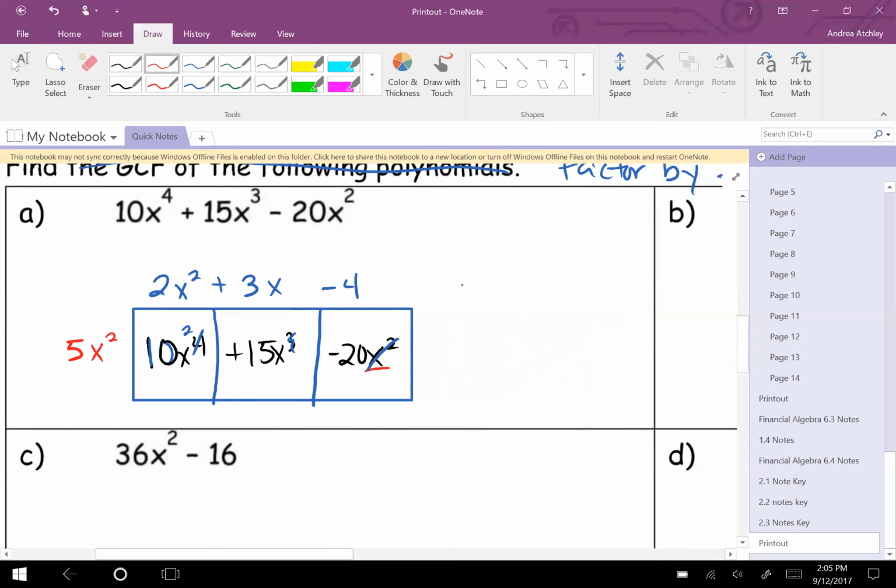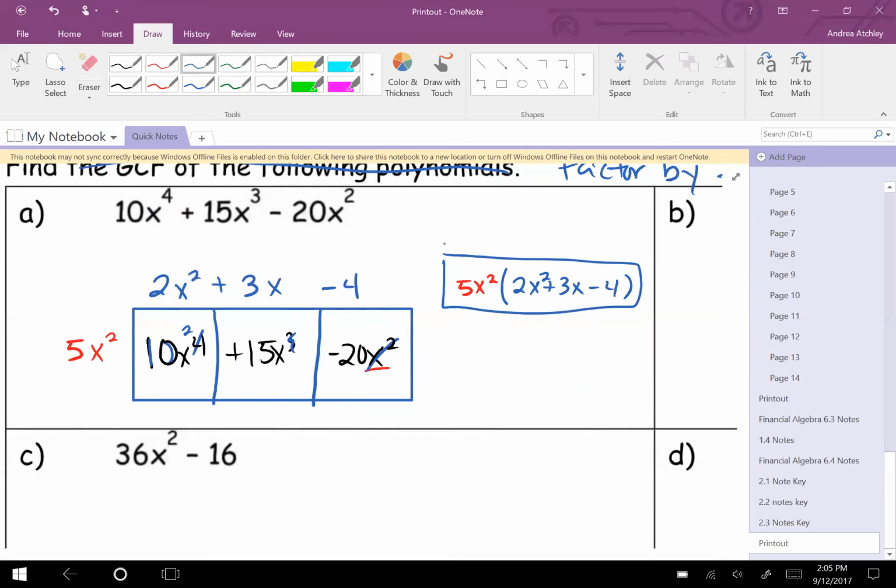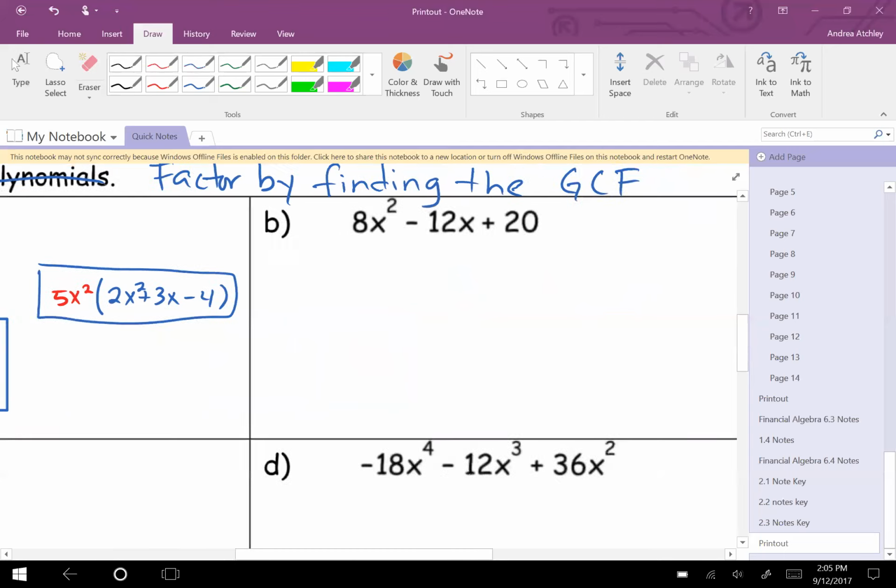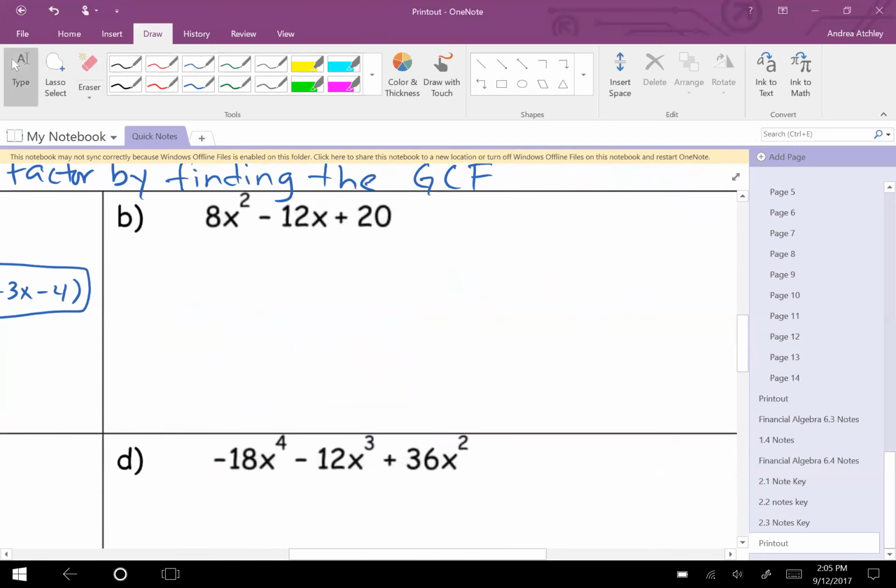So my factors are the 5x squared times the 2x squared plus 3x minus 4. Any questions over that? We're good? Okay, next one.